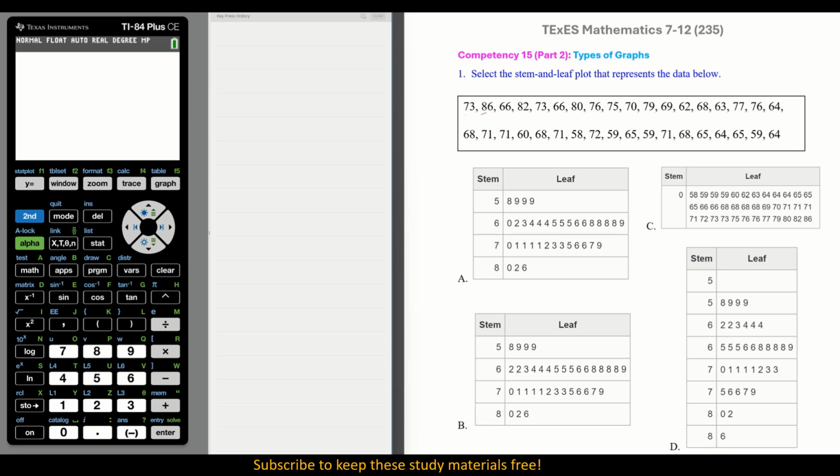Number 1, select the stem and leaf plot that represents the data below. And they've given you quite a few data items here. Actually, this has been recycled from a prior number in the last video. Okay, so we know that right here we have a total of 36 data points. Okay, that's our total.